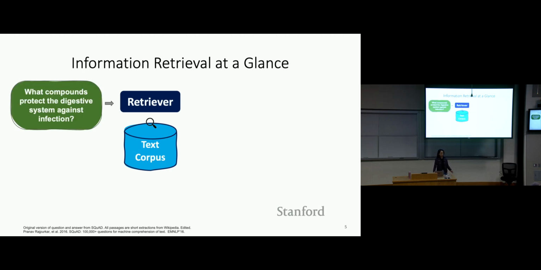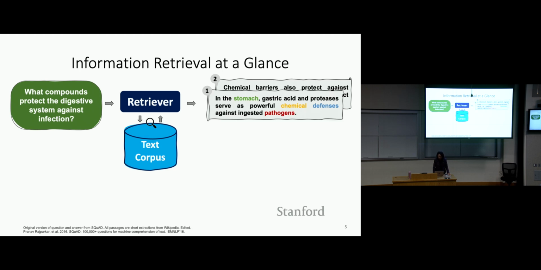So you start with something like a question. What compounds protect the digestive system against infection? Do you know? It's a good question. Somewhere in this text is the answer that you want. So the question is, how do we find it? You have to find the paragraphs that refer to it, but they don't just answer that question. It is embedded in whatever text, whatever information they want to write about.